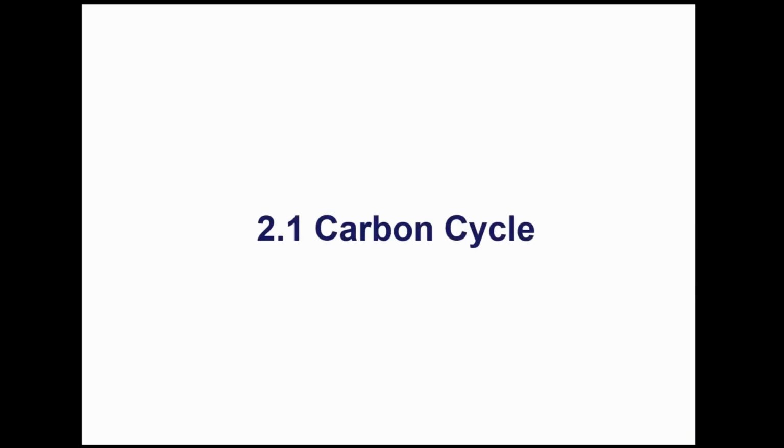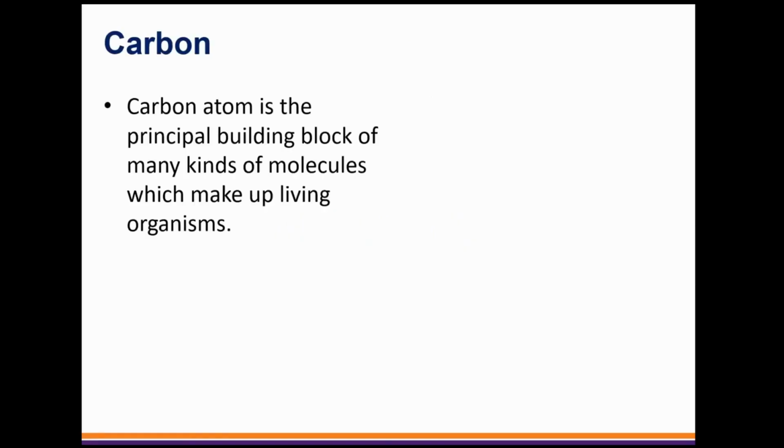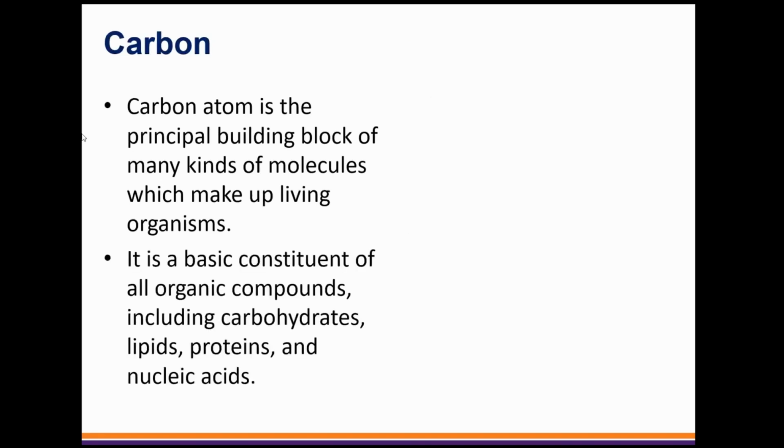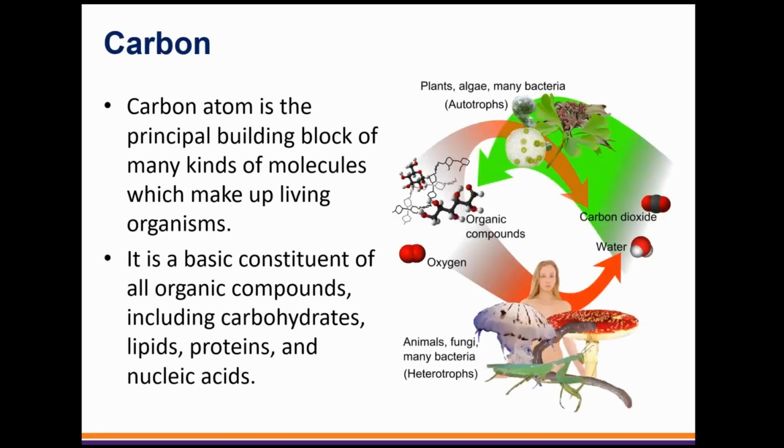Okay, let's look at the first one, which is the carbon cycle. The carbon atom is the principal building block of many kinds of molecules which make up living organisms. It is a basic constituent of all organic compounds, including carbohydrates, lipids, proteins, and nucleic acids. This diagram shows the correlation between the carbon cycle and the formation of organic compounds.